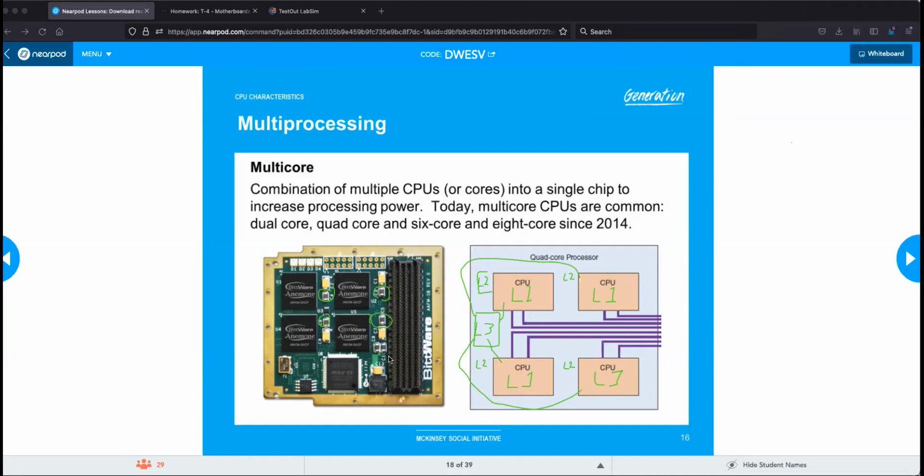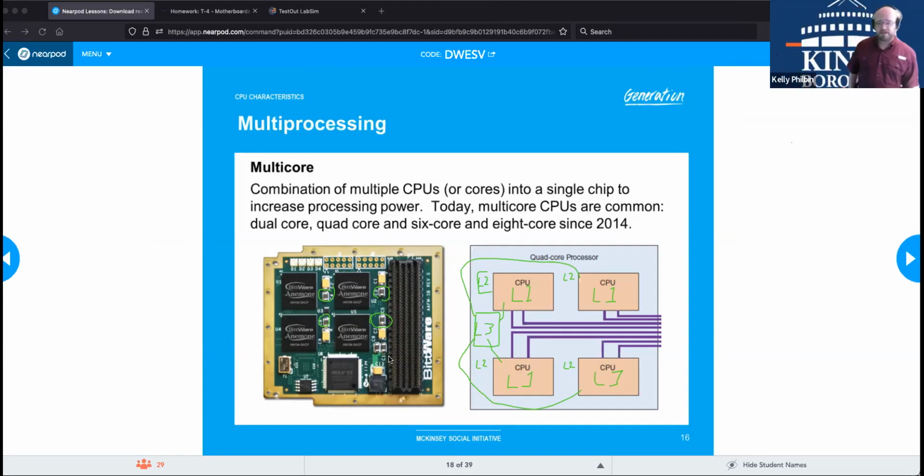Mr. Kelly, you said all 4 is shared by L3. Yes. So all 4 processors share the L3 cache. So there's only one L3 cache inside the processor.